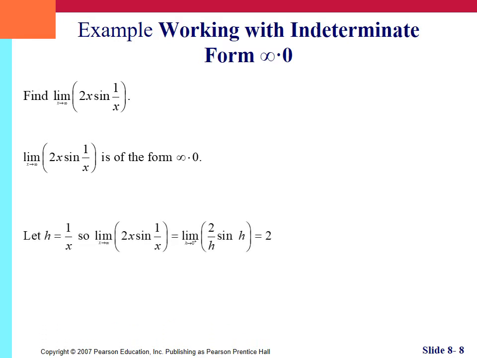To make our work easier, let's assign a new variable h for 1 over x, so that it becomes sine h only. This gives us the limit of 2x times sine of 1 over x is equal to the limit of 2 over h times sine of h as h goes to 0. Take note that when we say h is equal to 1 over x, as x goes to infinity, 1 over x goes to 0. So h is going to 0. So the last limit becomes the limit of 2 times sine of h over h as h goes to 0.